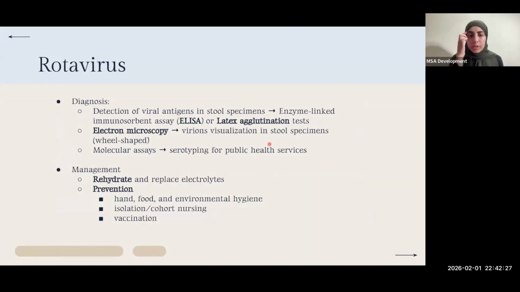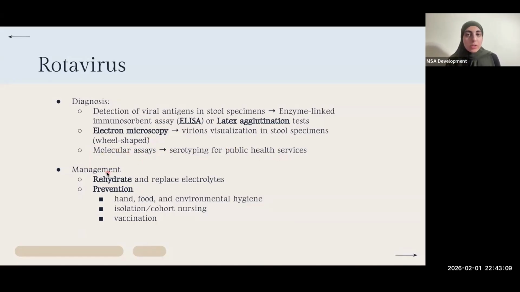How do you diagnose rotavirus? You can detect the viral antigens in stool specimens by using ELISA or latex agglutination. You can also use electron microscopy where you will see the virions. Remember the wheel shape that we talked about, the pirate ship steering wheel. Can also use molecular assays for serotyping, but this is for public health services only. So why would you want to know the serotype, the specific type of rotavirus? Only for public health. Like if you have an outbreak in a specific area, you want to know exactly what serotype is causing that outbreak, you would do molecular assays, but not really done that much, only for public health.